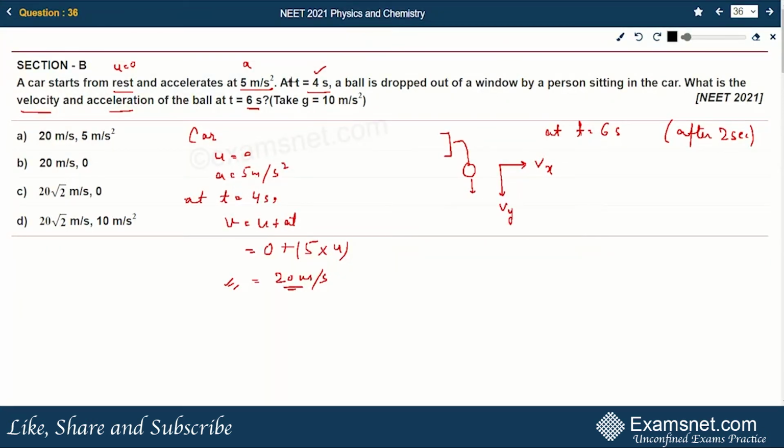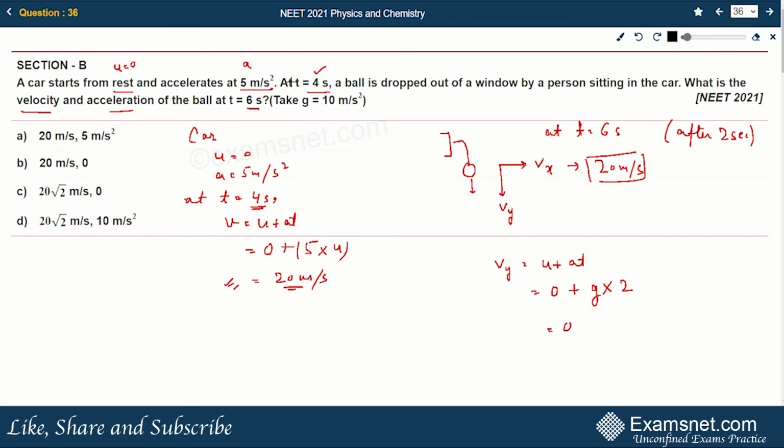The horizontal velocity will be in the direction of the movement of the car. That means it will be the same as the velocity of the car, that is 20 meter per second. Now what will be the vertical component of velocity? We can find it using the same formula, u plus at. Here u will be the initial velocity of the ball, that is 0. Acceleration of the ball will be equal to g, the acceleration due to gravity, because the ball is under free fall. And time is 2 seconds, because after this point, that is t equals 4 seconds, after 2 seconds of this time we are calculating the velocity of the ball.